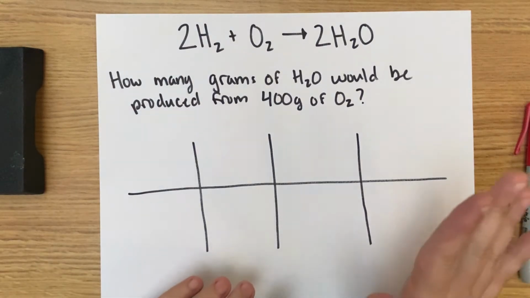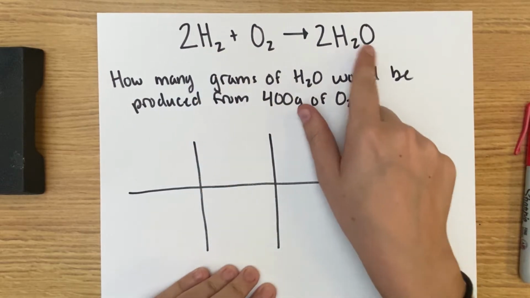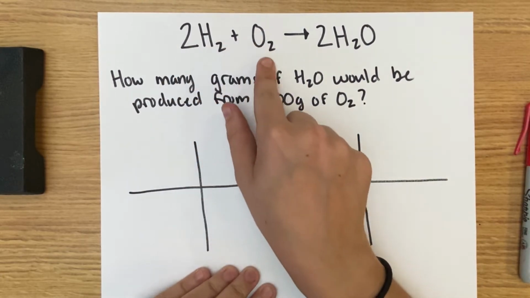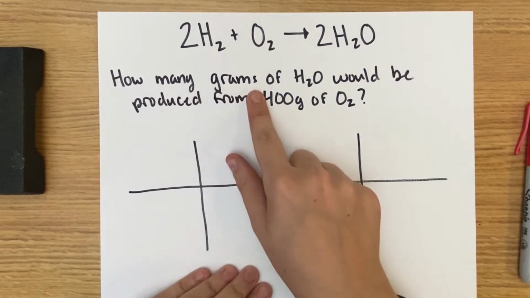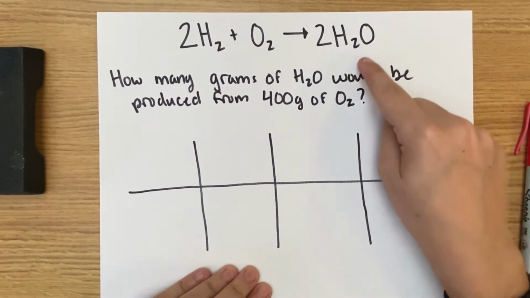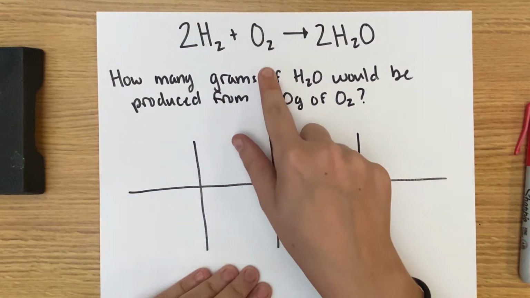Let's look at an actual example now. So we're gonna go back to this equation for water. So we have 2H2 plus O2 gives us 2H2O. The question asks how many grams of H2O would be produced from 400 grams of O2.